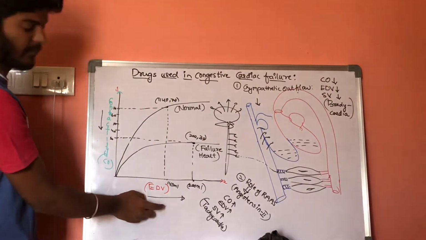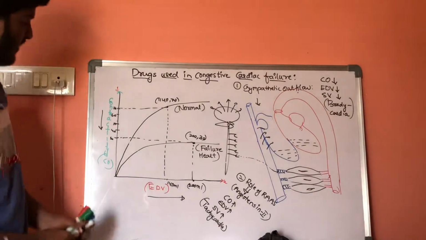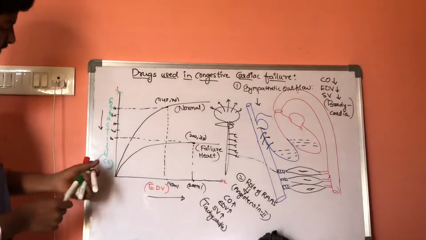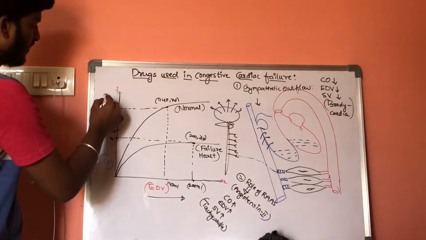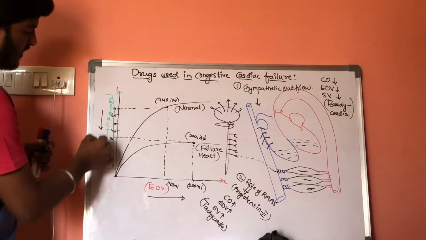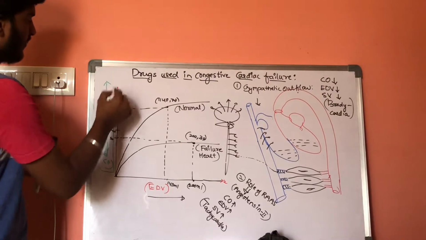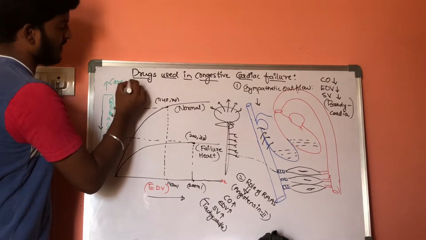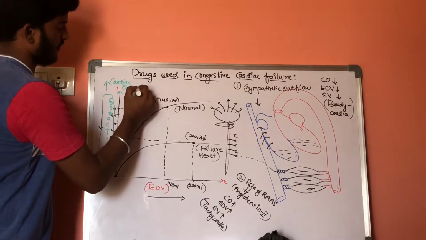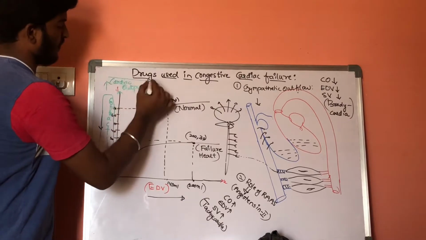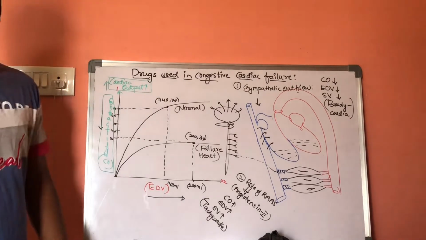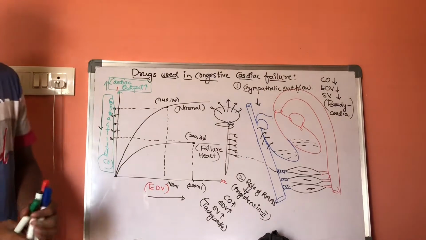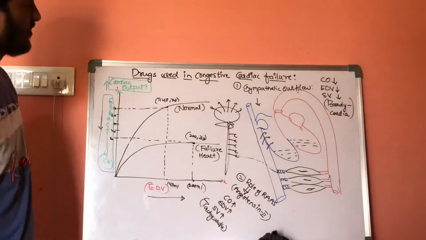The main motto of these drugs is to increase the contractility with a simultaneous increase of end diastolic volume. That is, the drugs should increase this contractility, that is, cardiac output should be increased. This is the main motto of the drugs used in congestive cardiac failure.